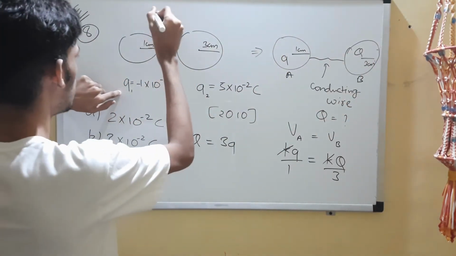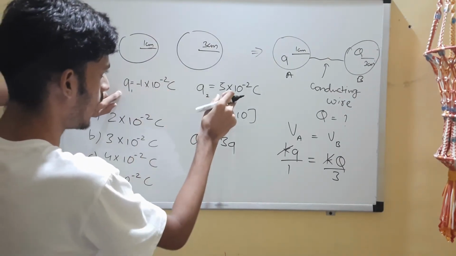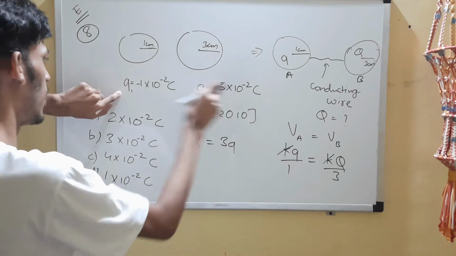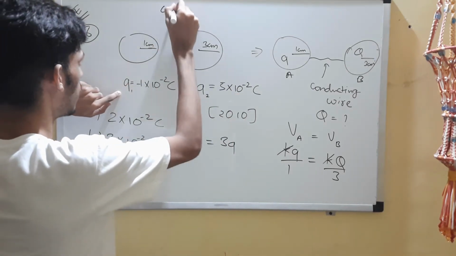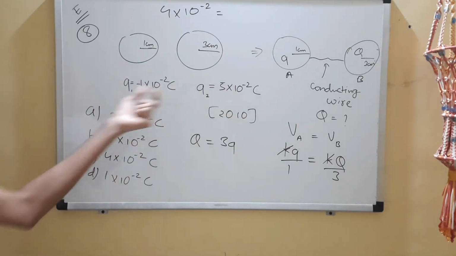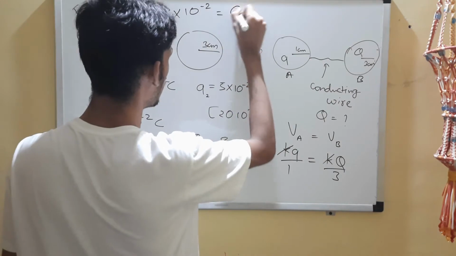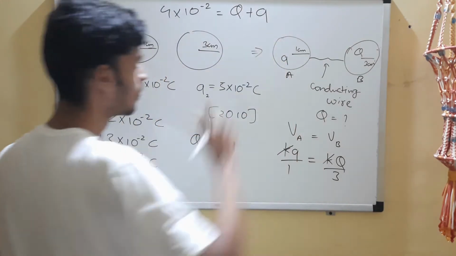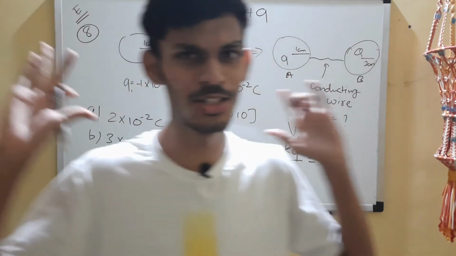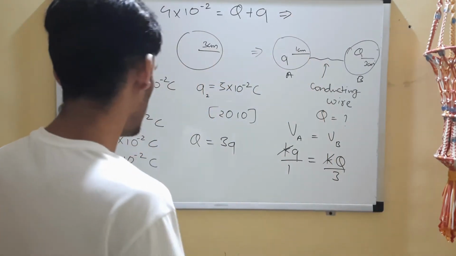So just add these two charges and that will give you -1 into 10 to the power -2 and 5 into 10 to the power -2. 5 minus 1, that will be 4. So this is the total charge in the initial condition, 4 into 10 to the power -2, and that will be equal to Q plus q, right? Simple conservation of charge. So from here you can write the value of this.